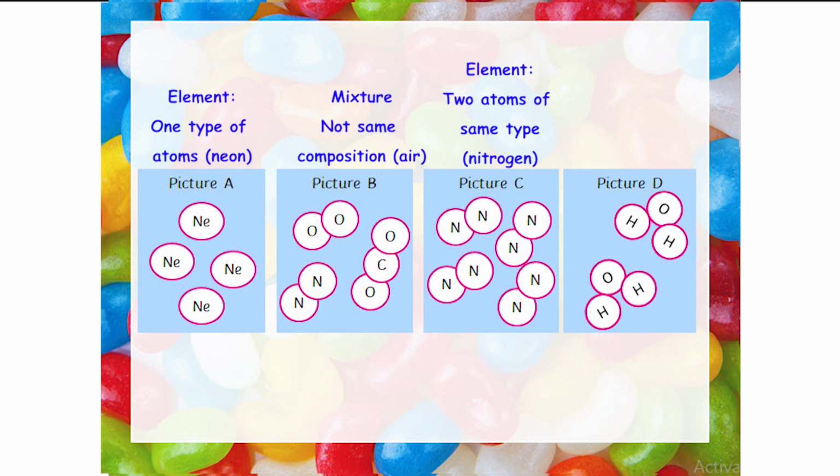Are particles in picture D alike? No, they are not. I have two different kinds of atoms chemically combined. The first is hydrogen and the second is oxygen. So H2O is a compound.